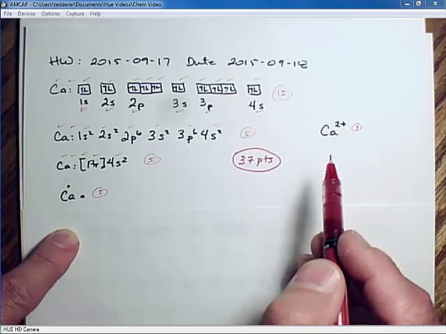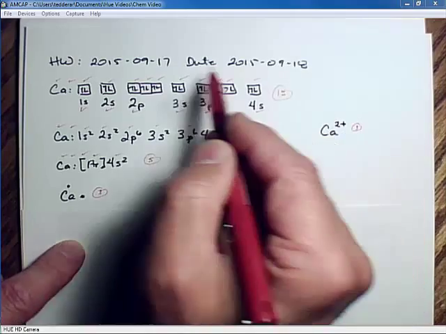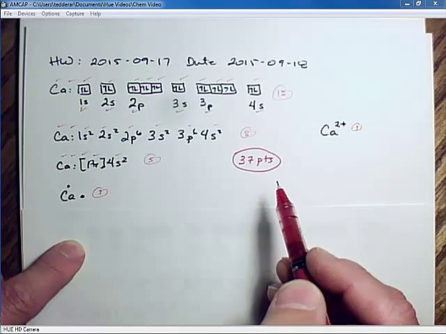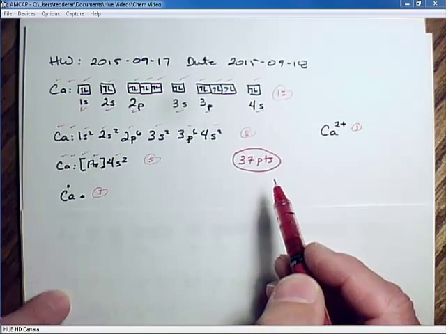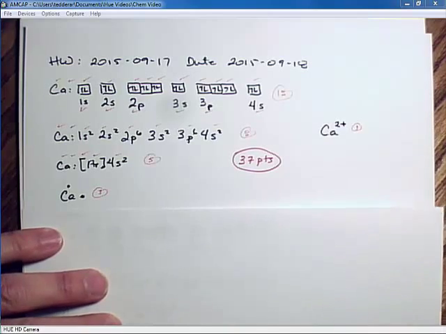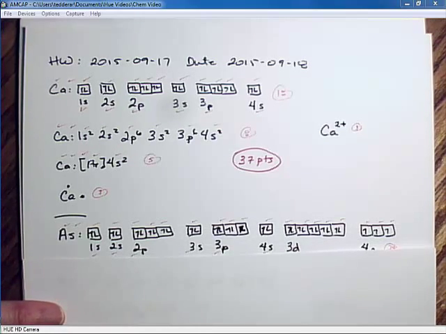All right? So 2 plus is what's required for points. All right? So altogether, all of this is worth 37 points. You with me? Everybody good? All right, then let's go to the next element.